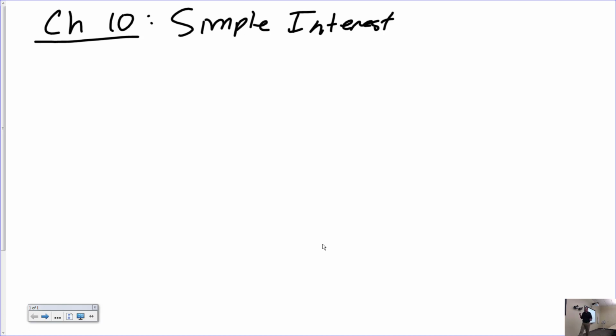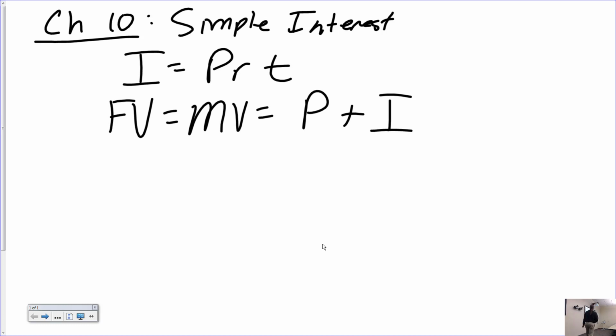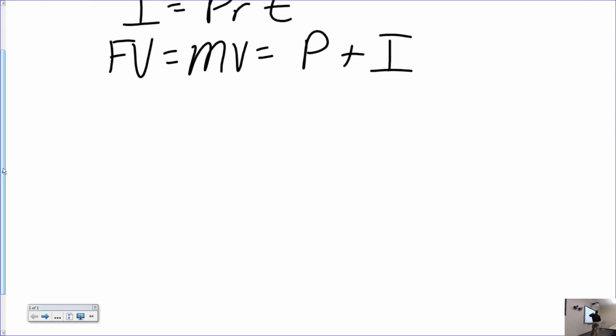All right, so simple interest. What governs it? What's the magic formula for simple interest, folks? PRT. There you go. And as one class told me, it's the I-party formula. I like it. It works. That is easy to remember. That's exactly right. Don't forget the future value or the maturity value. MV equals P plus I, principal plus interest, okay? So don't forget that other formula that goes along with it. All right, so let's do a quick review problem.